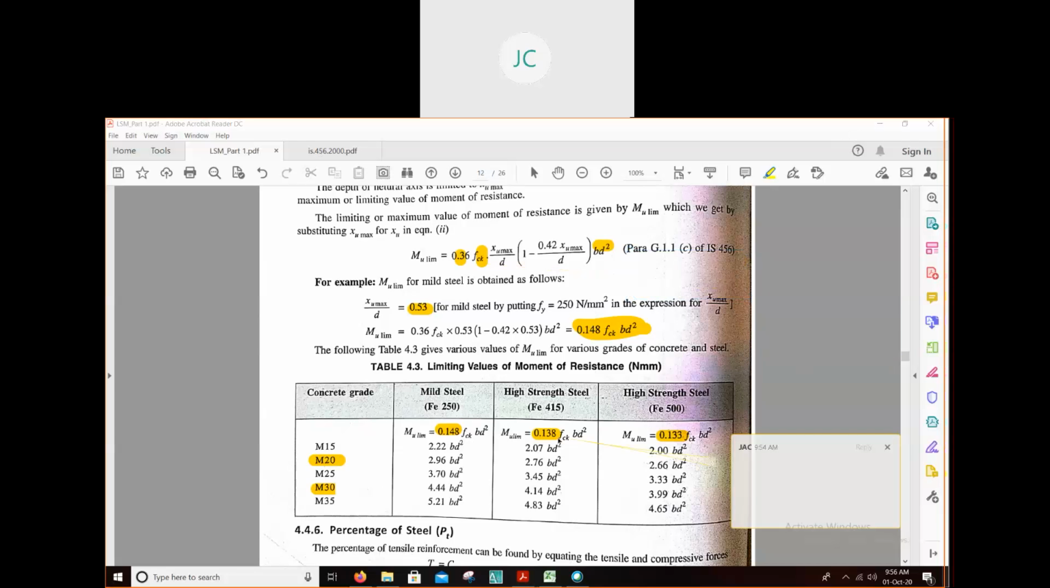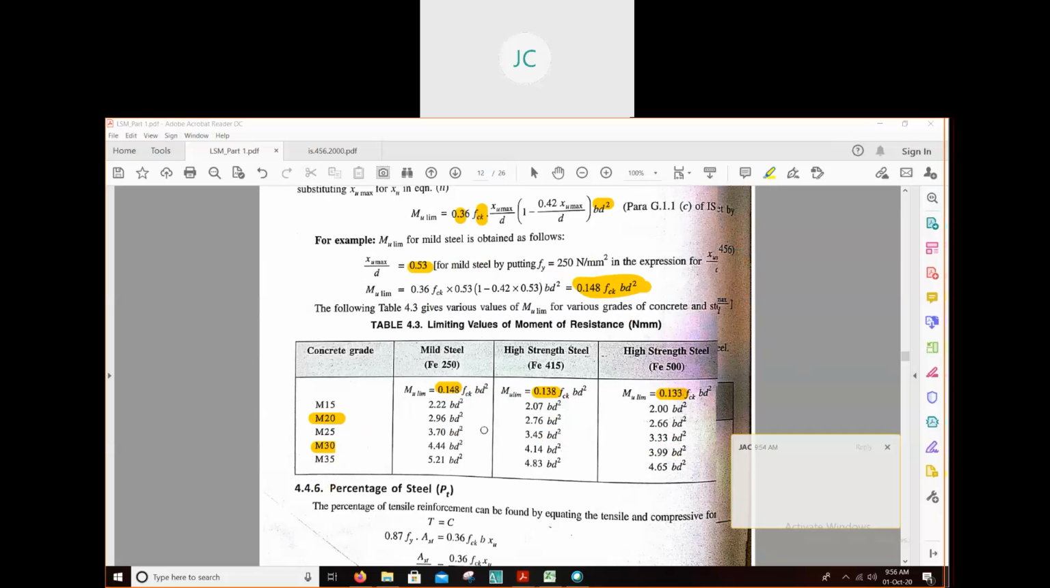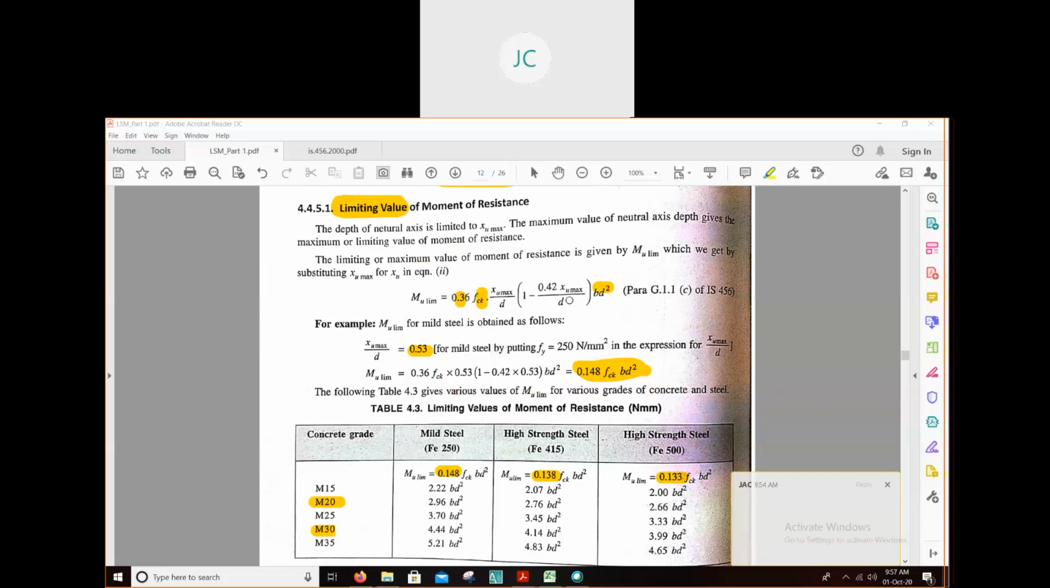So all of you, I will suggest that you try to remember these three equations. For Fe250, the limiting value of moment of resistance is 0.148 fck bd square. For Fe415, this is the equation, and for Fe500, this is the equation. It is very simple. If you remember these three equations, then you will find it very, very easy to find the limiting value of moment of resistance. Within 1 minute, you can find it out if the grade of steel and the grade of concrete are given.